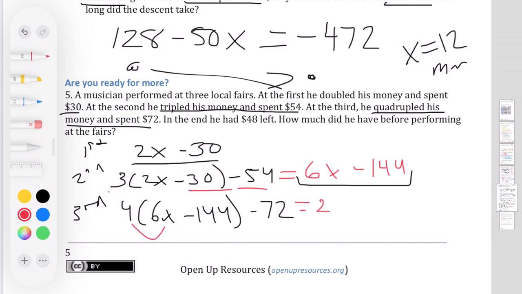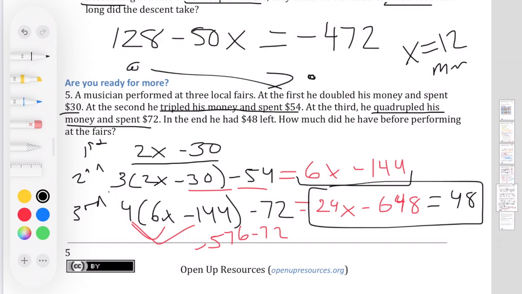That gives us 24x. This gives us negative 576 minus 72. So that's going to give us negative 648. And then we need to set our equation to $48, of course. And then we need to do the opposite, so we'd add the 648 to both sides. Then we'd have to divide both sides by 24. And then x would equal $29.